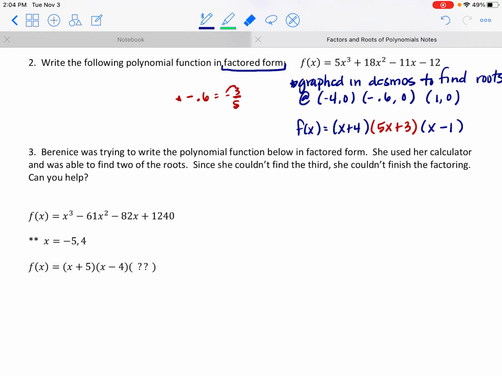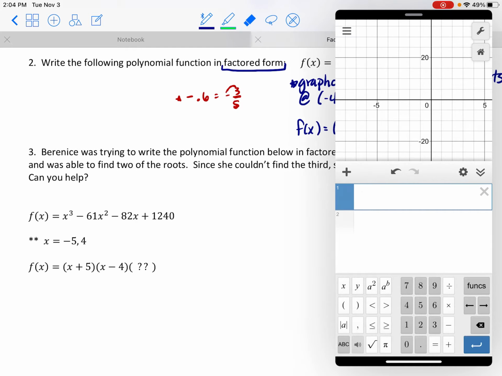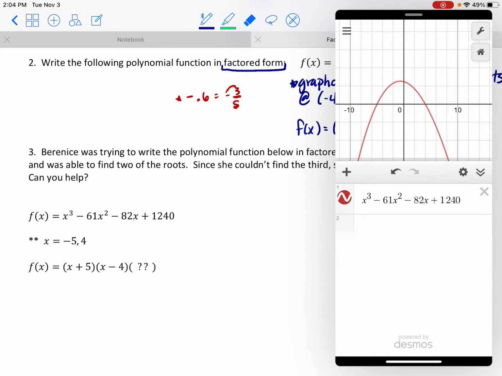So let's go ahead and put this in the calculator. Maybe she's just silly and couldn't see it. Let's see, x to the third, minus 61x squared, minus 82x, plus 1,240. Well, there they are. There's her 2 roots, and I don't know how far we'd have to go with this, but there they are, the 2 roots, okay? Now, there's got to be a third one, and I know there's got to be a third solution here because there's a degree of 3.